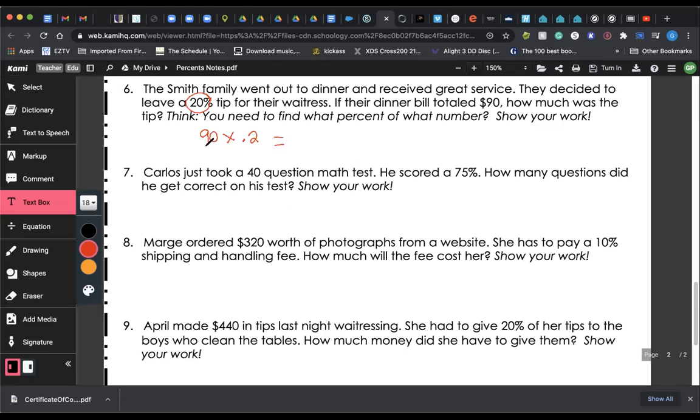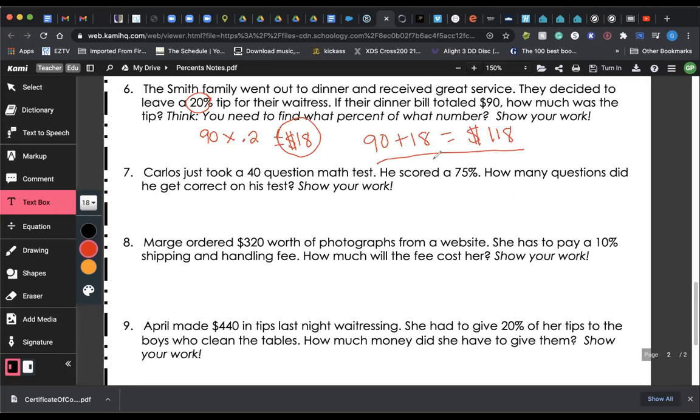Okay, yeah. So you do 90 times 0.2, you're actually going to get $18 as the tip. Okay. $118. And then, if I asked you what the total was he left for the dinner bill, you'd have to take that 90 and add 18. So this is how much he paid in total, which would be $118, right? Because you have to add on the tip to your total, right?